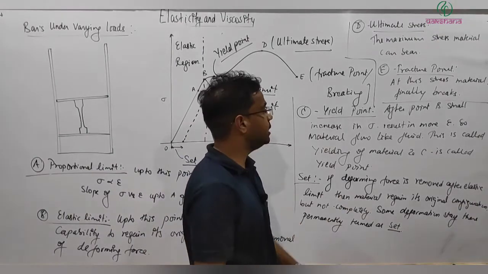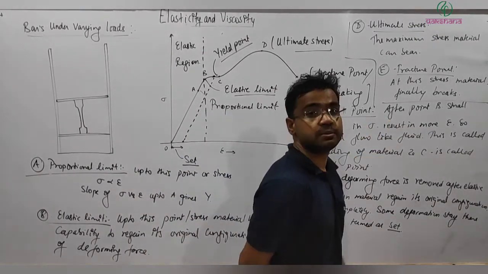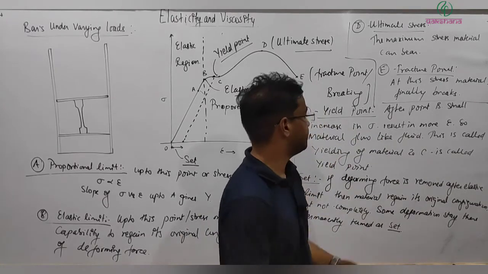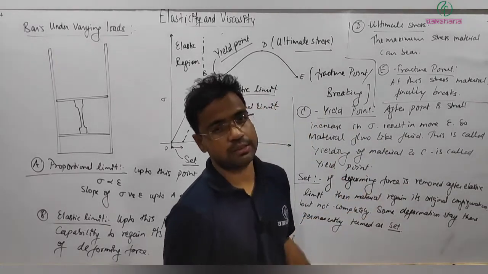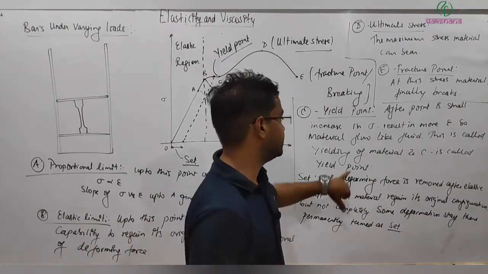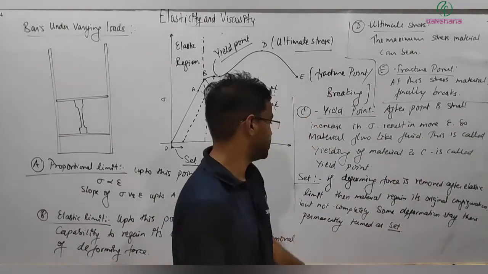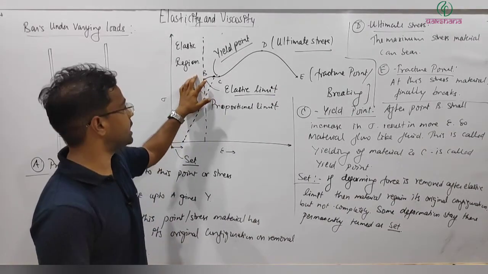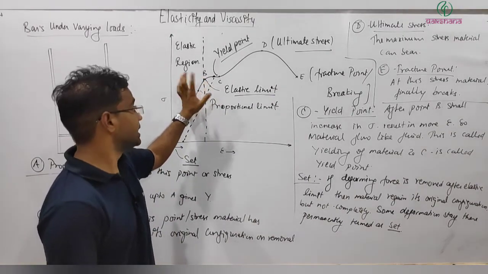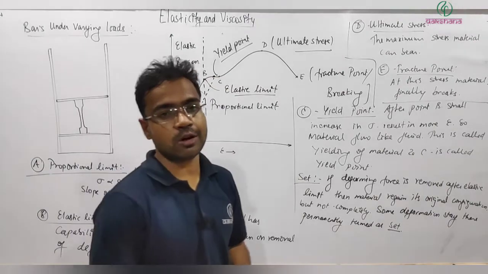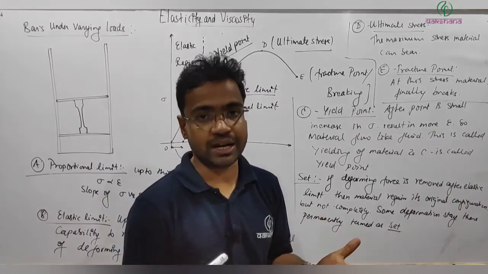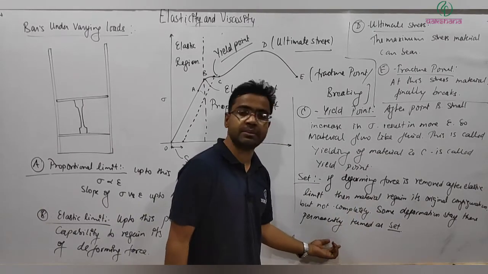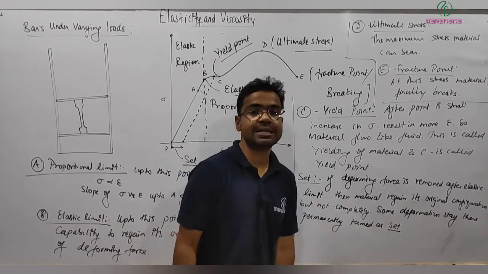C is called the yield point. After point B, a small increase in stress results in a large increase in strain. That means the material flows like a fluid, and this behavior is termed as yielding of the material, and the point C is called the yield point. Set: if the deforming force is removed after B, the elastic limit, then the material tries to regain its original configuration but does not regain completely. Some permanent deformation is settled in the material, and that is termed as set.